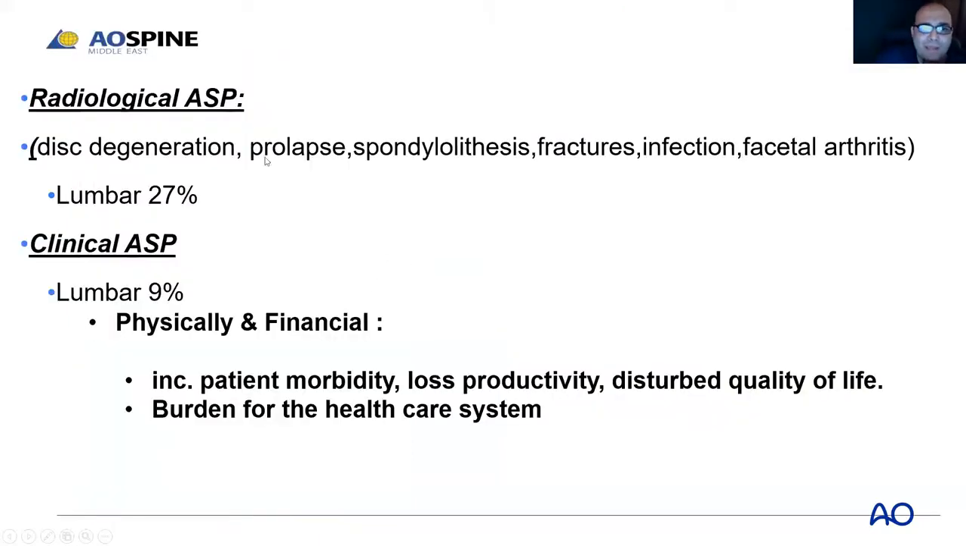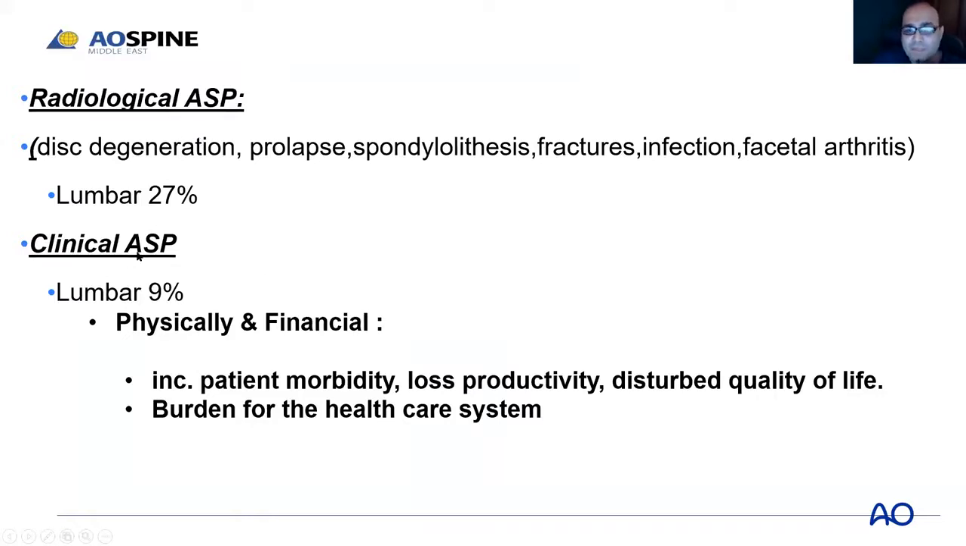I'd like to highlight something: radiological adjacent segment pathology. That is the anticipation of disc degeneration, disc prolapse, or even spondylolisthesis, fracture, infection, or facet arthropathy or arthritis. This can be anticipated in 27% of patients after lumbar fusion, and it is only a radiological finding.